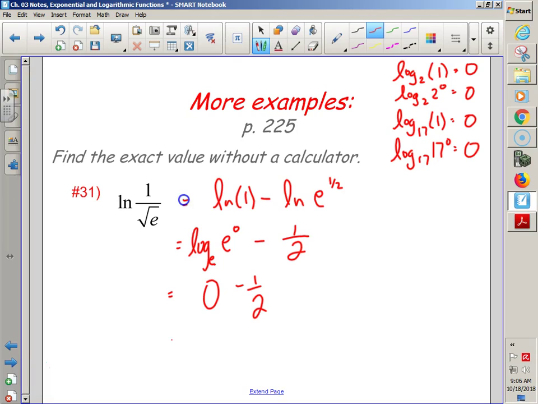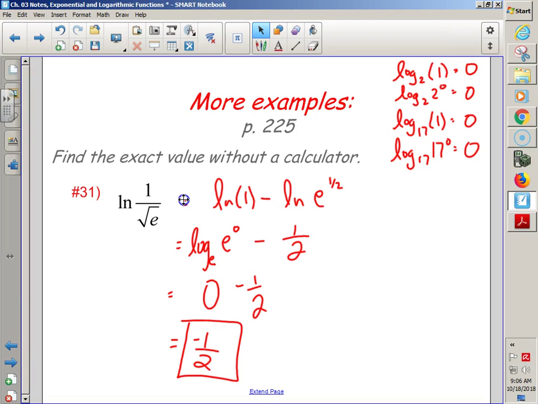And so my final answer is just -1/2. So when you plugged it in your calculator, you should have had -0.5, but no calculator was necessary. Questions? What's any log of 1? So what's ln of 1? So what's log base pi of 1? What's log base 572 of 1? Any log of 1 is 0. So what's any log of 0?